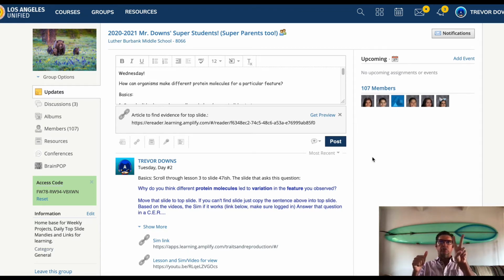DNA, two strands. Where do the strands come from? One parent, two strands. Why do they make all these different traits? Remember, features. We all have hair. Trait: what color hair? Feature: we all have eyes. Trait: what color eyes?